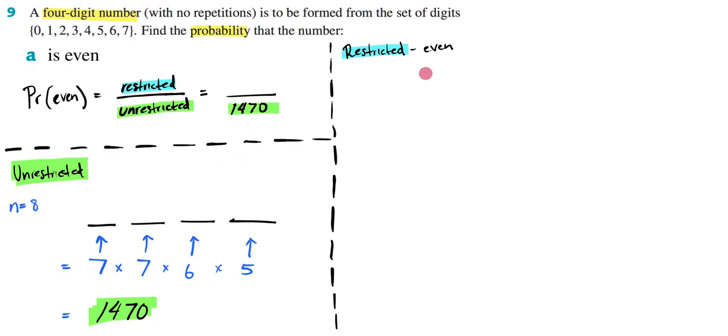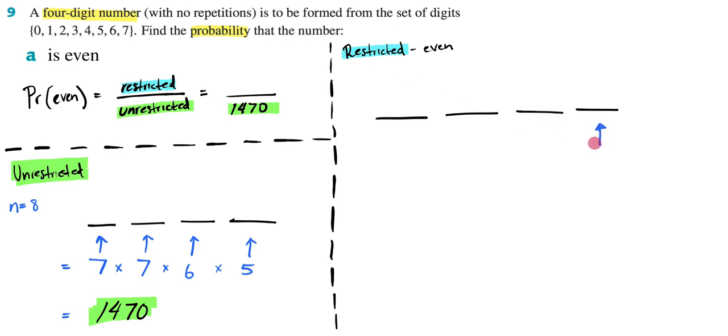Next, we need to figure out the restricted one. So that means all the ones that are going to be even. So once again, I'm going to begin by drawing 1, 2, 3, 4 spaces for my 4-digit number. But this time let's start with this position right here. How many options do I have for this one?